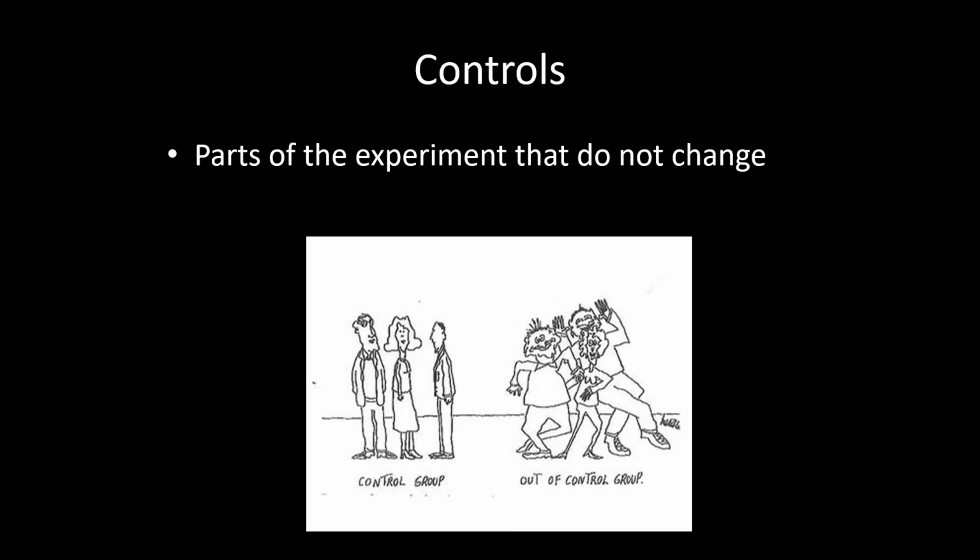What is a control? So there's different kinds of controls. There's a control group. In a drug trial, that would be the group that gets the placebo. There's also controlled variables. Like, let's say that you were testing fertilizer treatments in plants, which I'm going to talk about an example like that here in just a second.